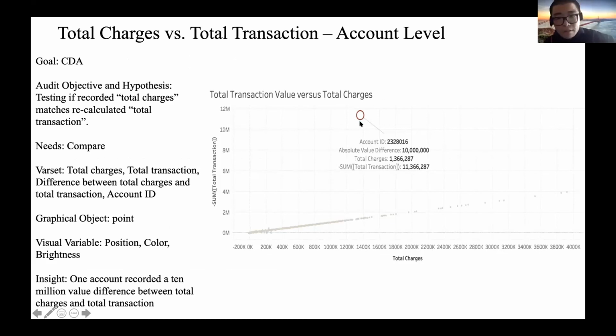It's one account. The total charge recorded in the data is 1.3 million. The total transaction calculated by the system is 11.3 million. For all the other accounts, 99.9% of them, those values are equal. But for this one, we have a 10 million difference between the total charge and the recalculated total transaction value. If we take a closer look at those two numbers, you will find that maybe someone, I don't know, mistakenly put one more 1 in the front when they recorded the data, or mistakenly missed the necessary 1 in the front. So this is the insight.